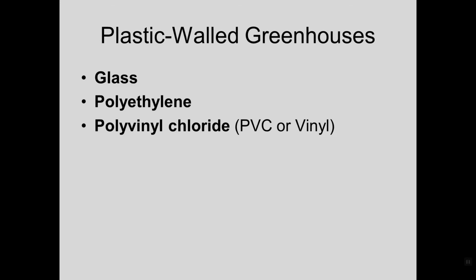Polyvinyl chloride is more of the rigid, clear plastic material used in building a greenhouse, and it's a little more expensive than polyethylene plastic sheets. It's less expensive than glass. It does last longer than polyethylene, but does not last longer than glass. So there's just different variants on it.